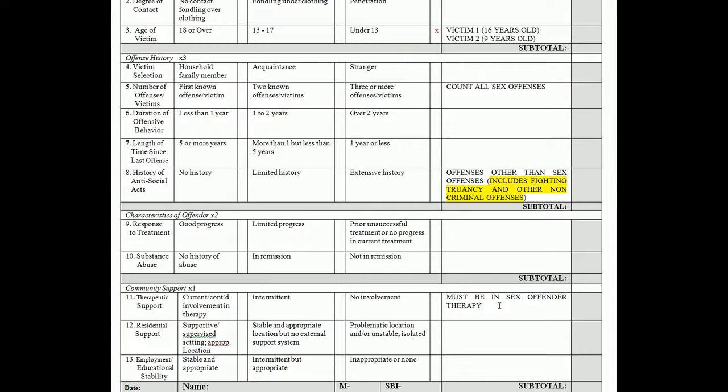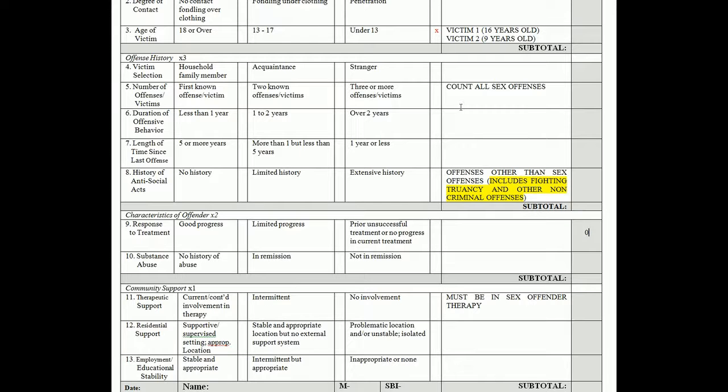And of course, as I said on the original video, if they are in therapy, then you can score them on number 9, response to treatment. If they are in no therapy at all, of course they can't have a response to treatment. So number 9 is not scored at all. They would get a 0 for number 9.